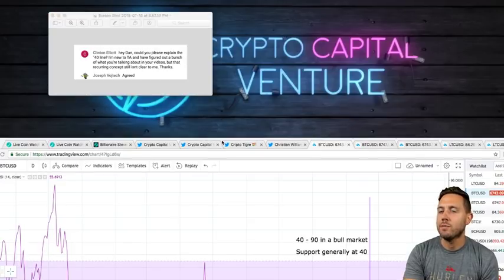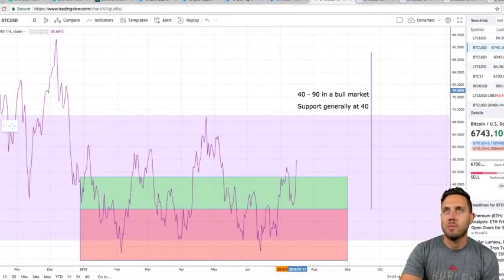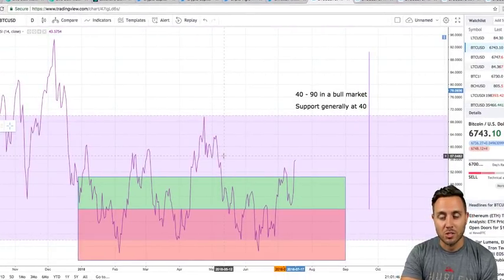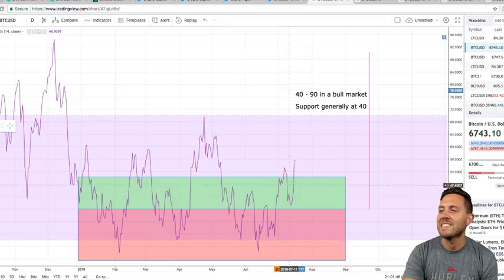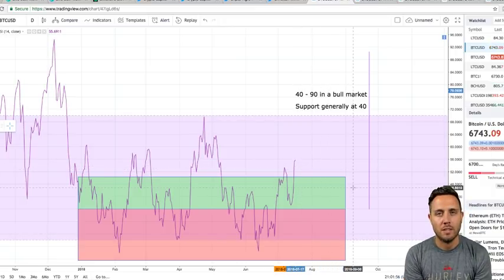So that's the question, the 40 line. I just made some brief notes because I want to explain this before we start the video, or I guess we started the video. The 40 line, and I'm assuming he's talking about the RSI, which is a momentum oscillator. I talk about it a lot. I talk about the importance of it and watching it mainly as an area of support.